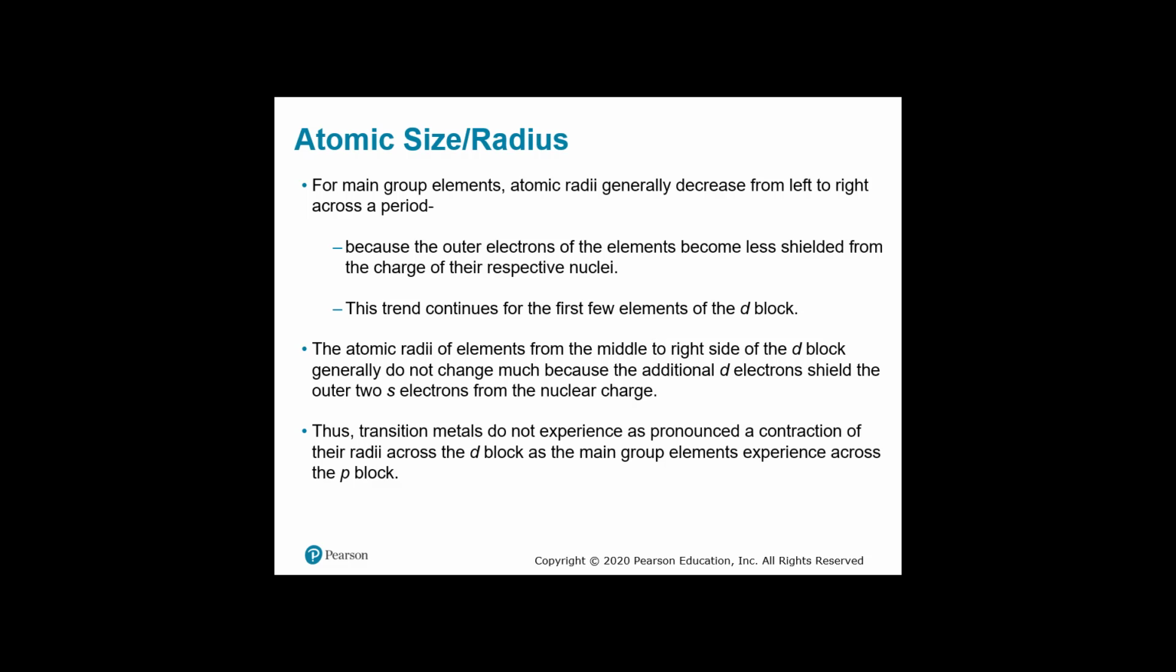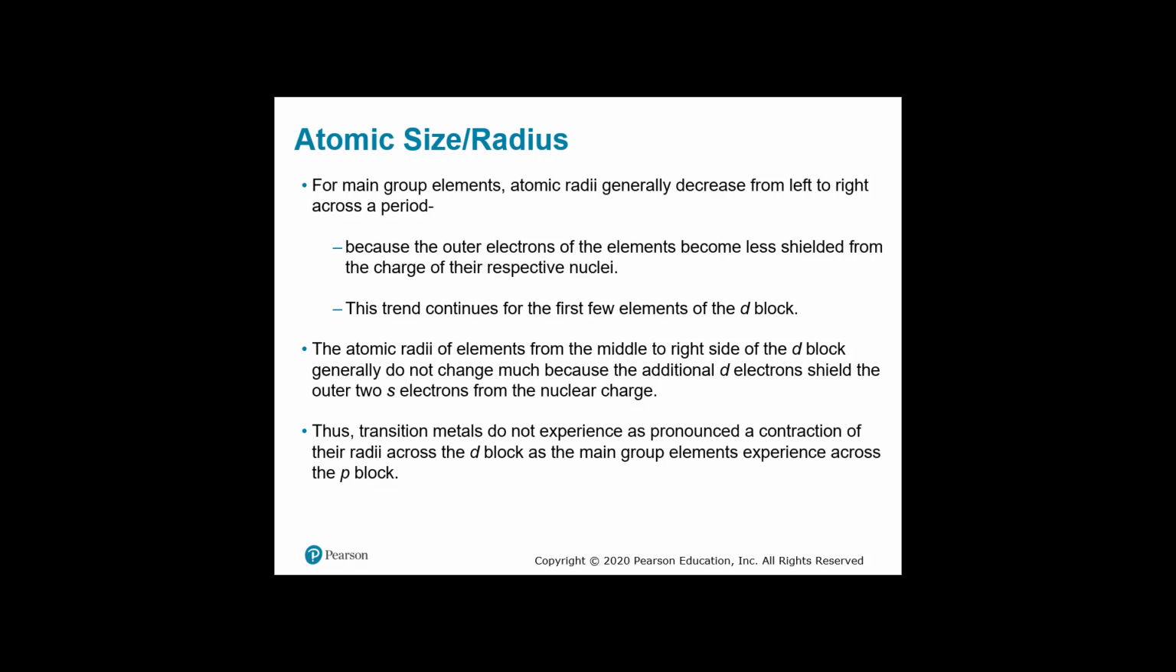So because of this, these added electrons shield the outer s electrons, and that means that the transition metals don't experience as pronounced a contraction of the radii as they do in the p block, for instance. So what am I saying here?